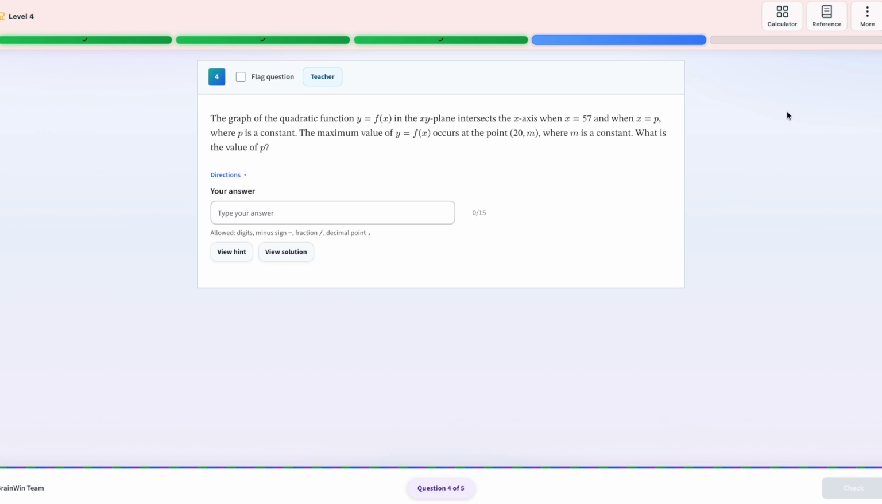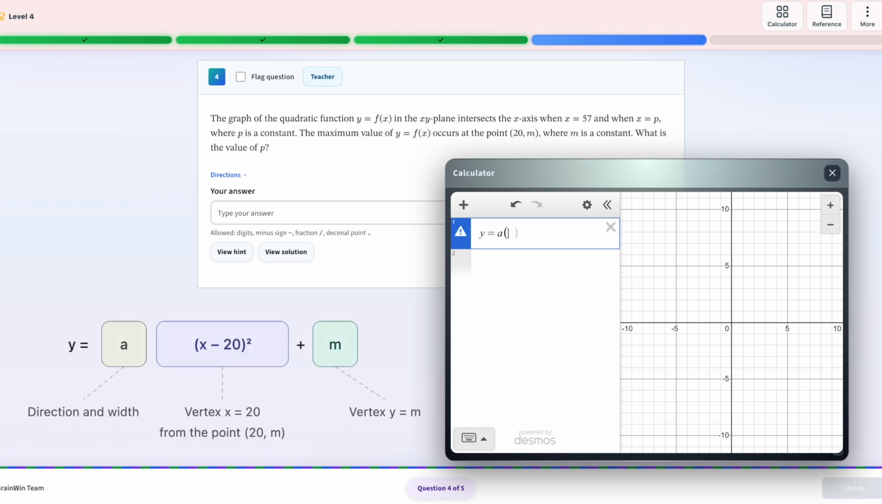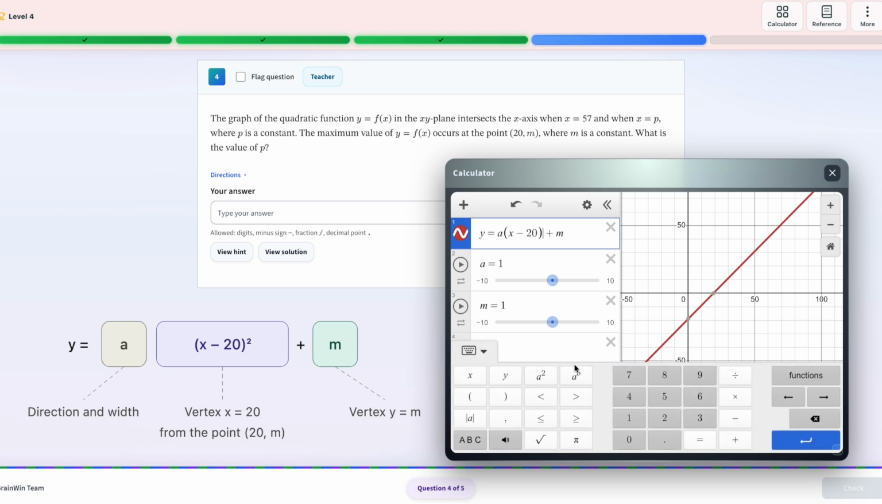But now let's look at how we could use this with Desmos. The key here is that the maximum of a parabola sits at the vertex. So the vertex is at x equals 20. That means I can write the quadratic equation in vertex form: y equals a(x minus 20) squared plus m. Now let's set that up in Desmos.